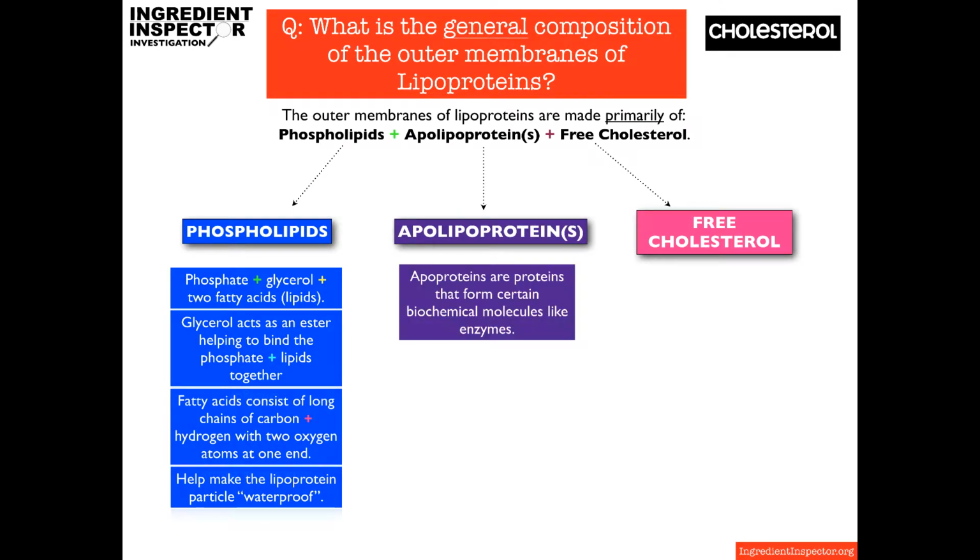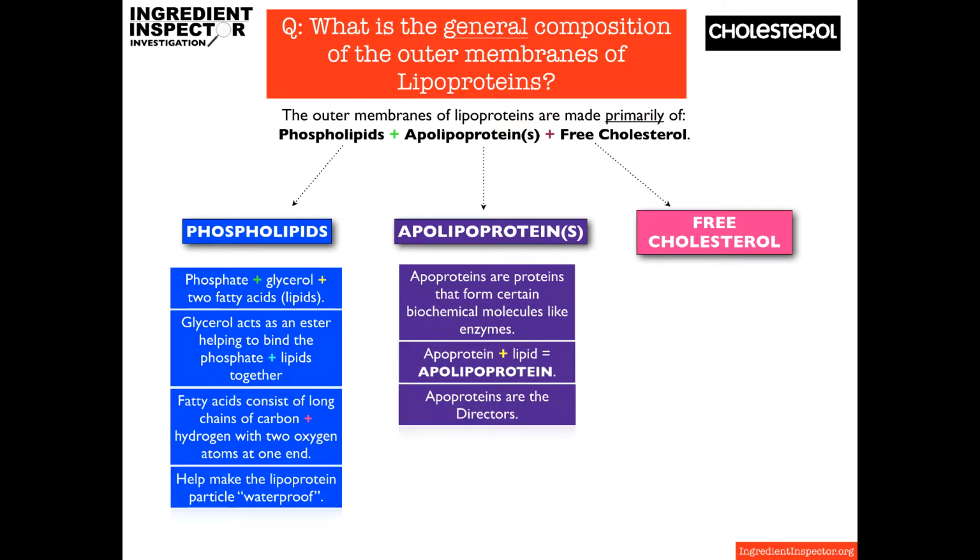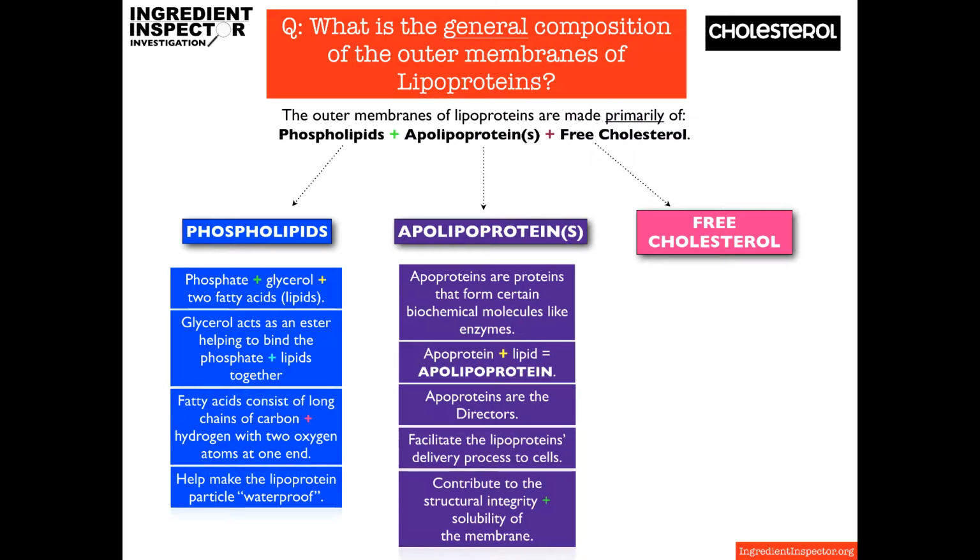Apolipoproteins, or protein, some only have one, some have more than one on the outside. They are proteins that form certain biochemical molecules like enzymes. So apoprotein plus lipid is the apolipoprotein. And the lipo part comes from the lipid, which means fat. So the apoproteins are the directors. They facilitate the lipoprotein's delivery process to the cells. They oversee what is going on with the lipoproteins as they move through our bodies. They also contribute to the structural integrity and the solubility of the membrane.